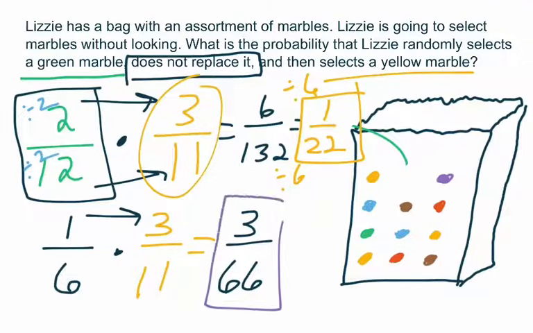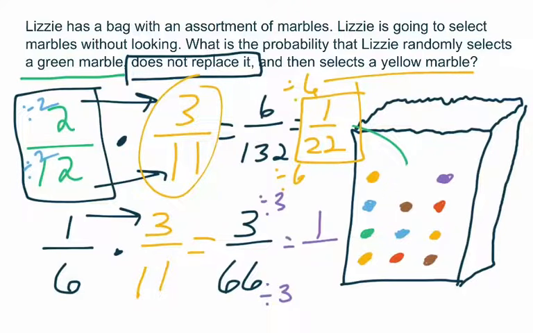This 3 over 66 can still be simplified, and by 3. 3 goes into itself one time. 3 goes into 66 22 times. And so you'll see I got the same answer. The probability that Lizzie's going to have of selecting the green marble, not replacing it, and then selecting a yellow marble is going to be 1 out of 22.